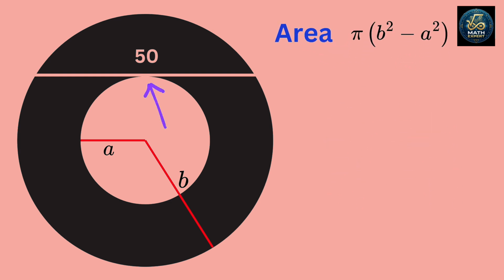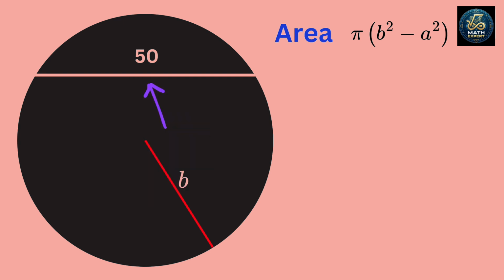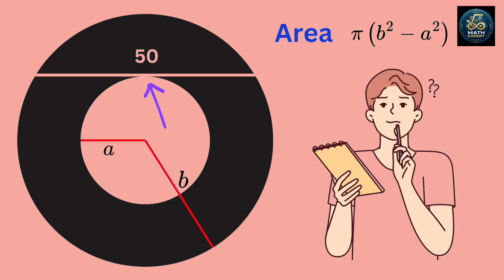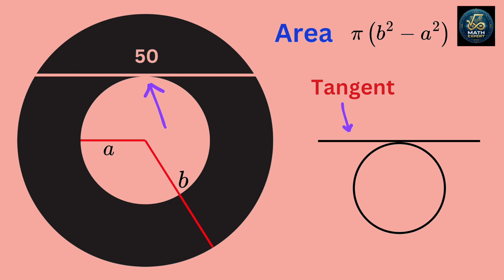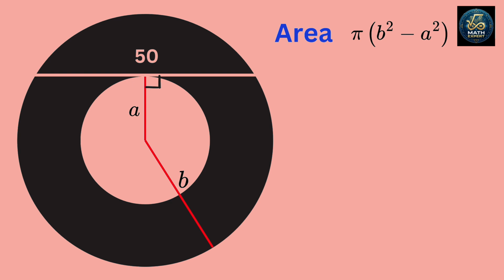We have this line as a tangent to the inner circle, and it also acts as a chord for the outer circle. You might wonder, what is a tangent? A tangent is a line that just touches the edge of a circle at exactly one point. It doesn't cut through the circle, it just grazes it. The key thing to note is that the line from the center of the circle to this point of contact is always a right angle to the tangent, which means the radius of this inner circle makes a 90-degree angle with the tangent. Interesting, isn't it?